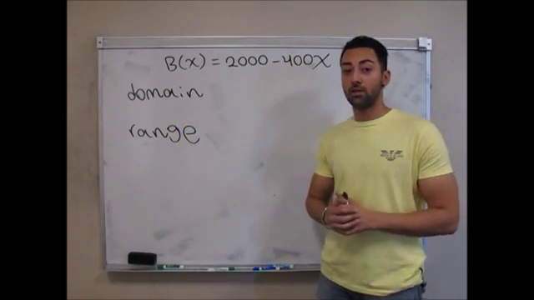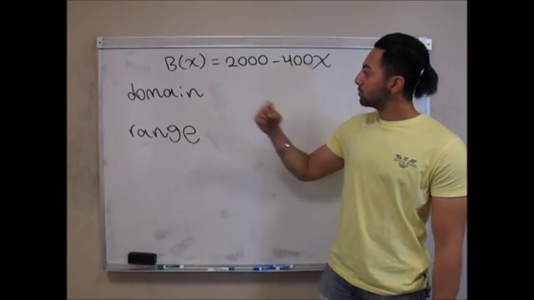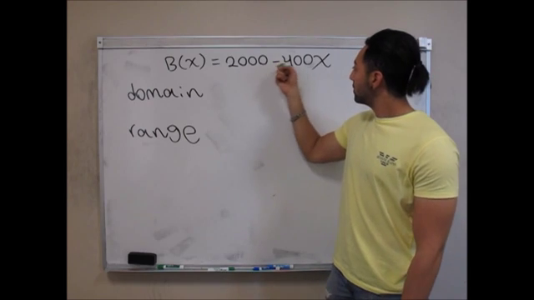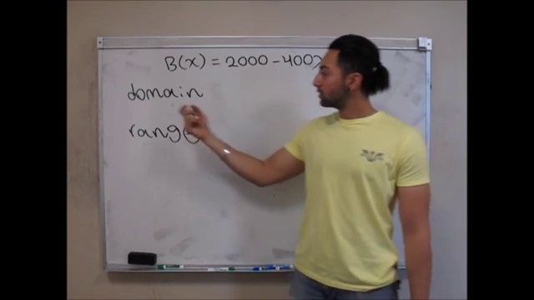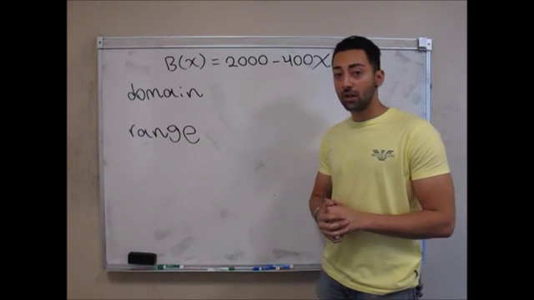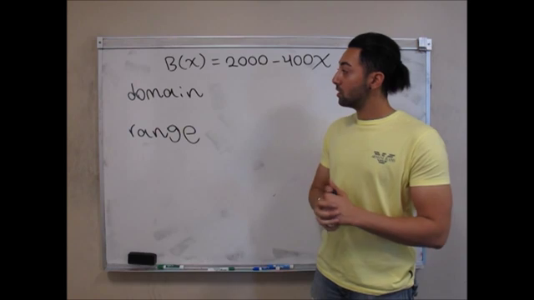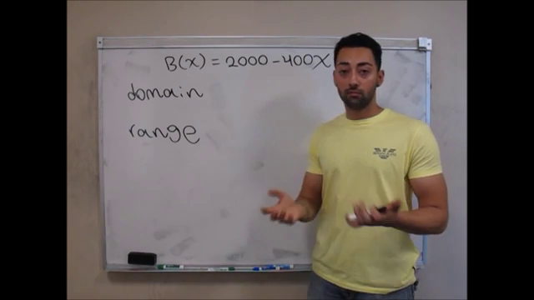Briefly going to talk about the idea of domain and range of a function. So looking back at our balance equation, b of x equals 2000 minus 400x, we're going to be looking at the domain and range of this function. For the other examples, we're going to look at it graphically, but since we've been talking about this equation this whole time, I'll just explain the domain and range of this function verbally.